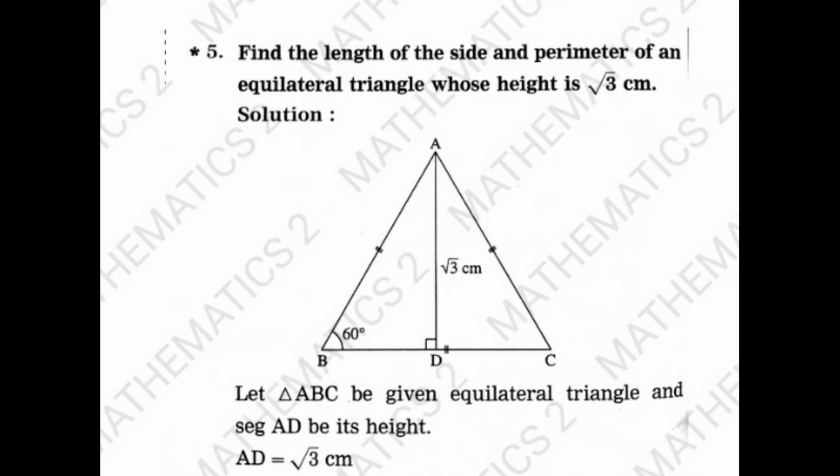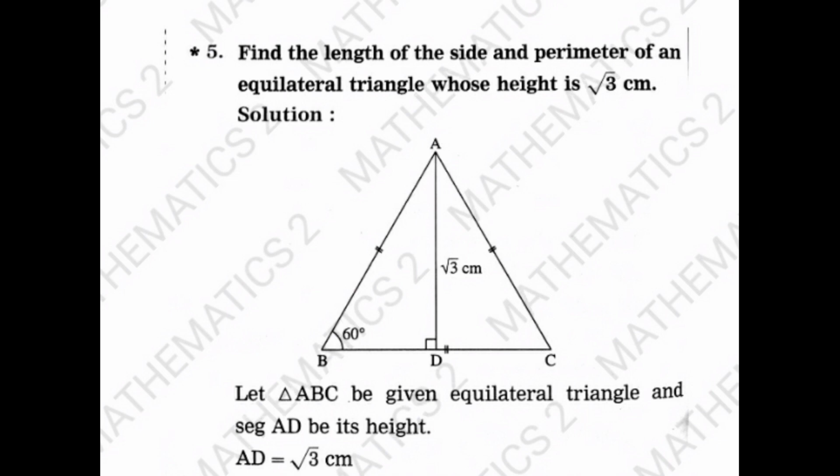Question number 5. Find the length of the side and perimeter of an equilateral triangle whose height is root 3 centimeter. Suppose triangle ABC is a given equilateral triangle. Segment AD is perpendicular to side BC, which is a height, and AD is equal to root 3 centimeter, we have given.